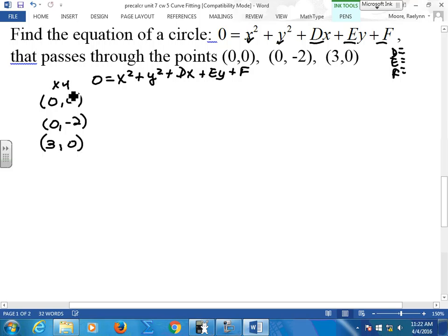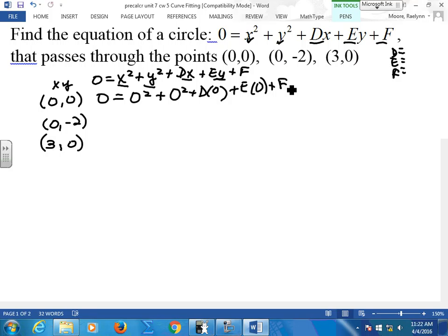Put X and Y above the top. We're going to substitute in your X and Y, which is here, here, here, here. So 0 equals, I'm just going to put them in for now. 0 squared plus 0 squared plus D times 0 plus E times 0 plus F. We're just substituting them in right now.